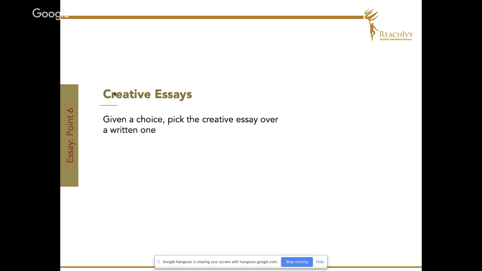Creative essays are a great way to say things with a creative flair, making them a lot easier to stand out. If given a choice, always pick the creative essay over a written one.